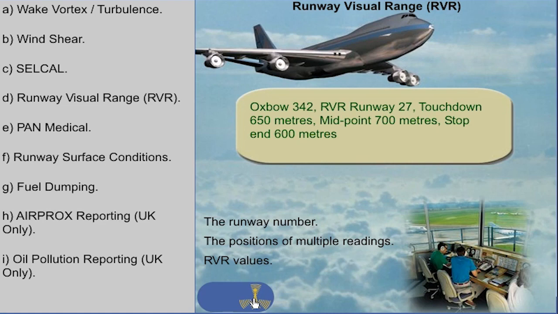Oxbow 342, RVR runway 27, touchdown 650 meters, midpoint 700 meters, stop end 600 meters.